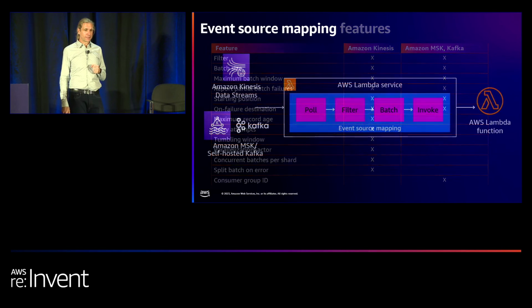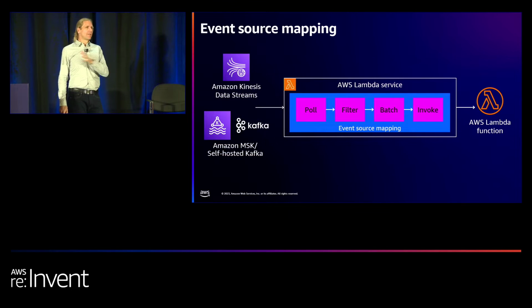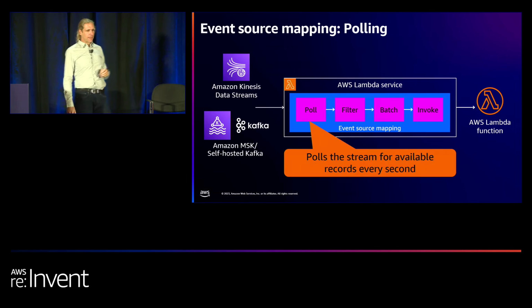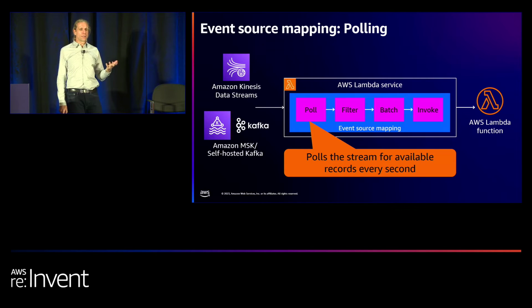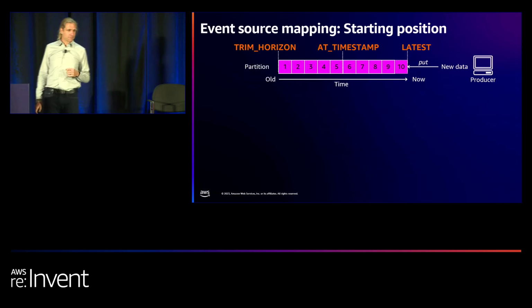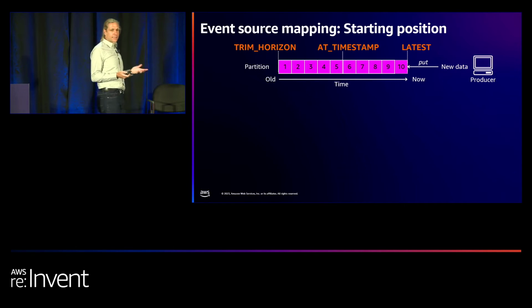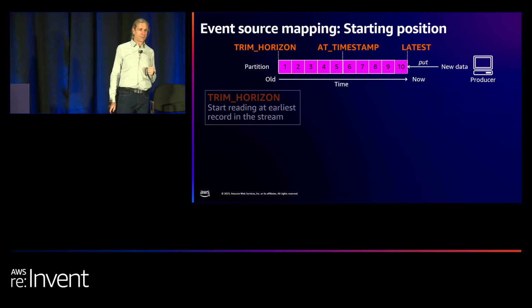You configure these on the event source mapping, which makes it really easy to process data at scale with Lambda. So let's have a look at the workflow of how the ESM works with both Kinesis and Kafka. The event source mapping includes this poller, which we spoke about, and it's going to poll the stream every second and check whether there are any new messages available. In terms of where to start, you can configure the starting position as part of the event source mapping configuration.